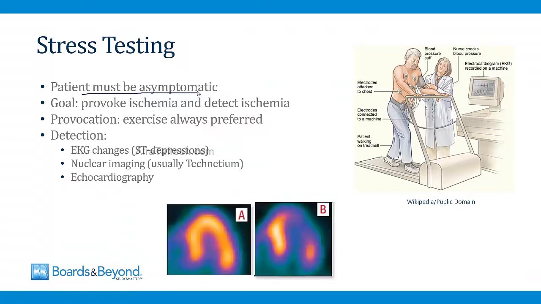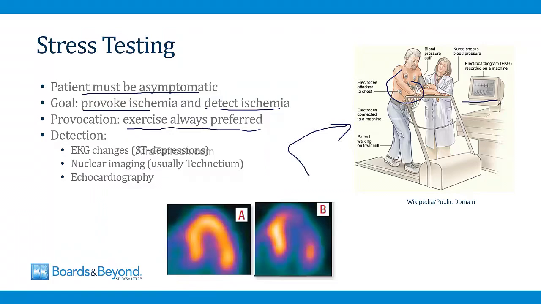The idea with stress testing is to take asymptomatic patients and provoke ischemia and detect ischemia to make the diagnosis of coronary disease. The way we provoke ischemia is almost always through exercise. This is a preferred method, although for patients who are unable to exercise, there are alternatives, which I'll talk about in the next slide. This is a picture on the screen of a patient having an exercise treadmill test. The patient is hooked up to the EKG leads and the EKG is being monitored while they exercise.